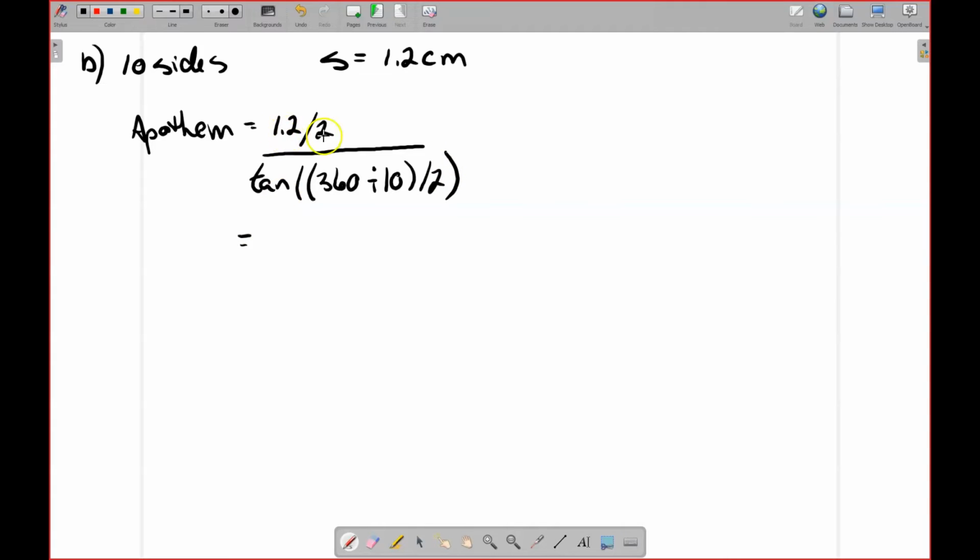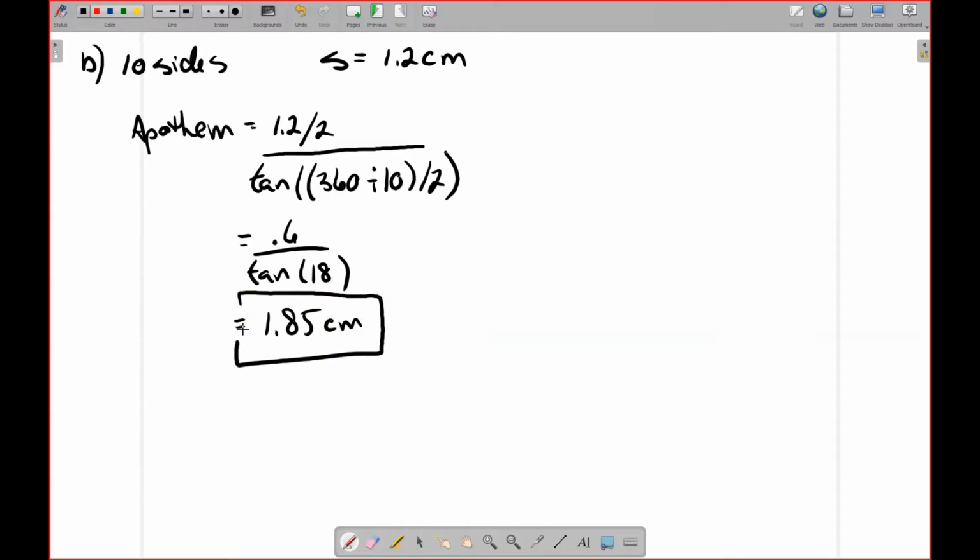So we end up with 1.2 divided by 2 is 0.6. That's divided by 360 divided by 10 is 36, divided by 2 is 18. So we're calculating the tangent of 18 degrees. Putting that into your calculator, you should end up with 1.85, and in this case we were told it's in centimeters. So the apothem, the distance from the center point of the regular polygon out to the center of one of the sides, is 1.85 centimeters.